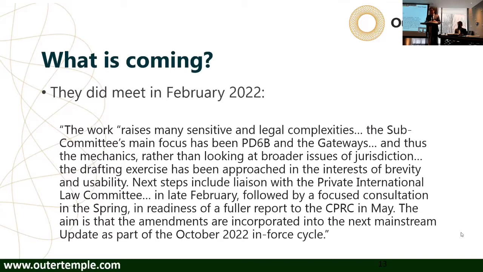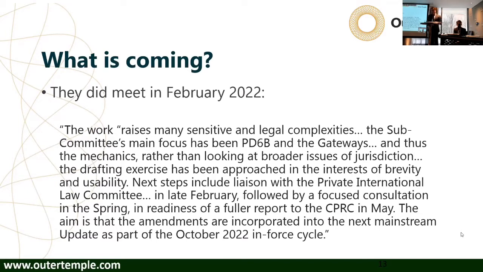But essentially they're not going to do a root and branch reform, and they're not going to look at the broader issues of jurisdiction, but it looks like they are in the market for tinkering with Practice Direction 6B and the gateways again. There's going to be a consultation in the spring, which you would think means very soon, and a fuller report in May. And in a wonderful bit of corporate speak, they round it off with: the aim is that the amendments are incorporated into the next mainstream update as part of the October 22 in-force cycle.